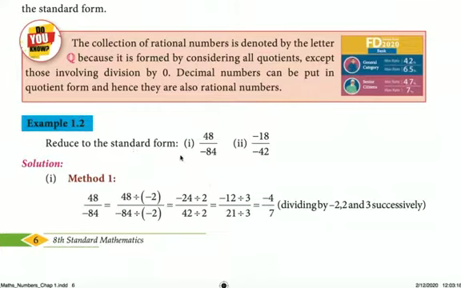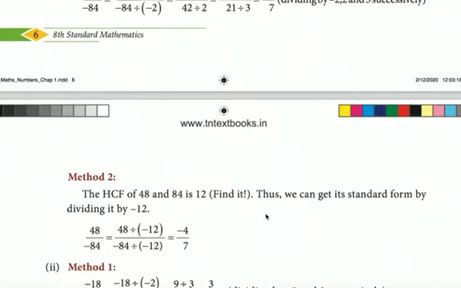Reduce to the standard form. 2 is a common factor, so 12 by 21. Again 3 is a common factor, so 4 by 7, minus 4 by 7 is this. This is method 1.